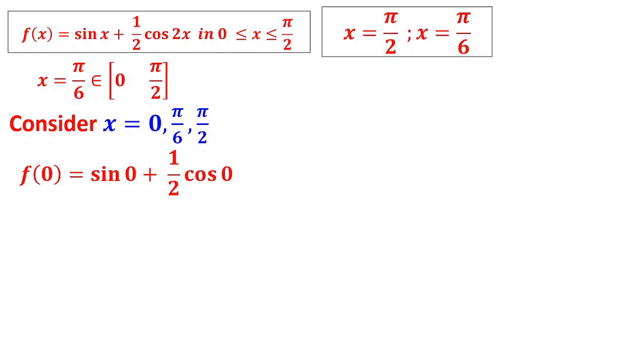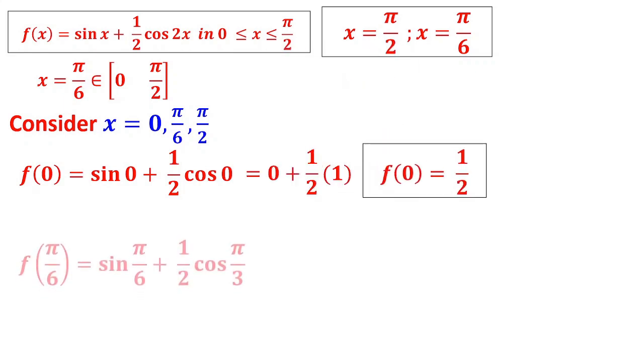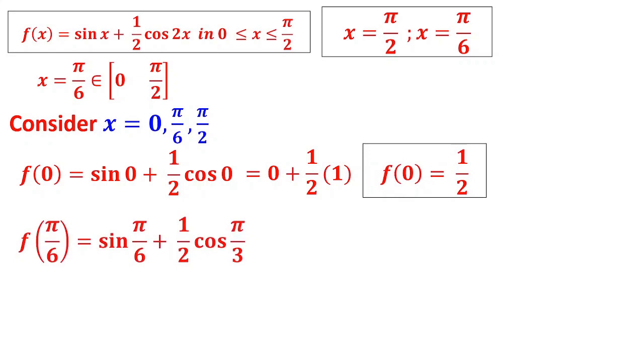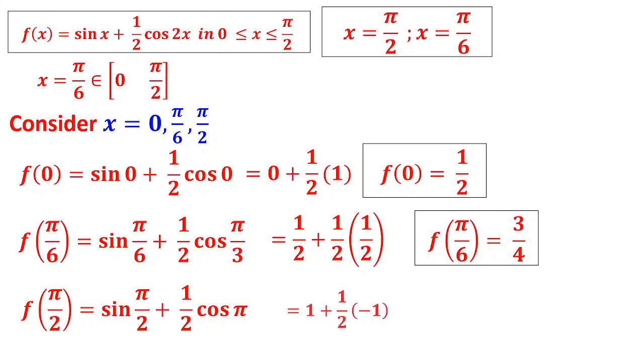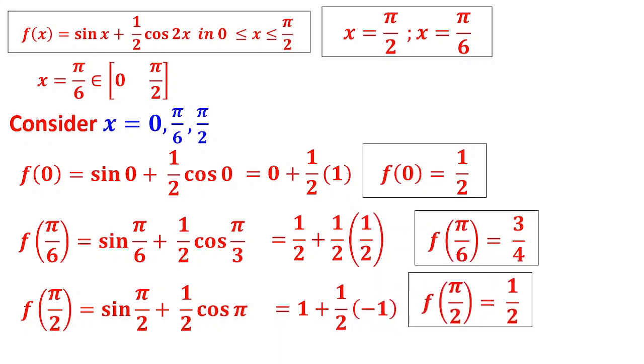What is f of 0? Sin 0 plus half cos 0, that answer is 1 by 2. F of pi by 6: sin pi by 6 plus half into cos pi by 3, because it is cos 2x, therefore cos pi by 3. Therefore it will be 3 by 4. And when you find f of pi by 2, it is sin pi by 2 plus half into cos 2 into pi by 2, therefore cos pi. Therefore it is 1 plus half into minus 1, therefore it is 1 by 2.